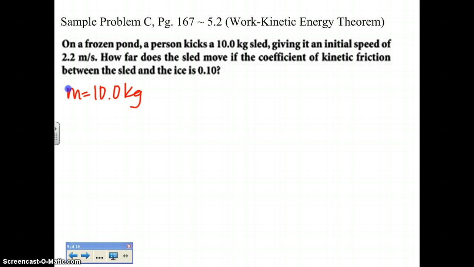Get your calculators out, please, okay? Don't just copy this down. Get your calculators out, please. The sled is given an initial speed of 2.2 meters per second. How far does the sled move if the coefficient of kinetic friction between the sled and the ice is 0.10?